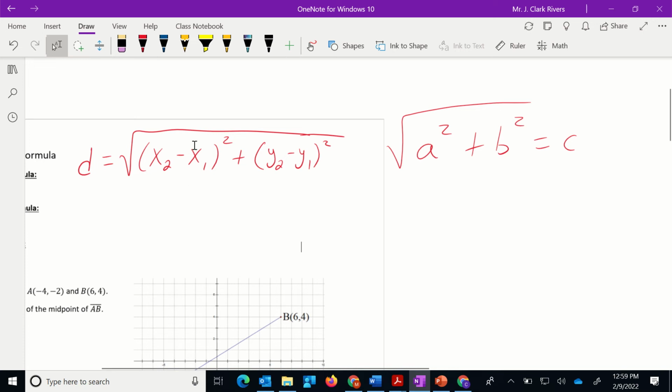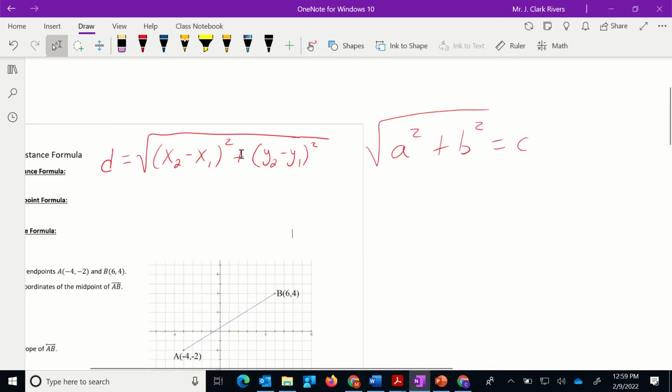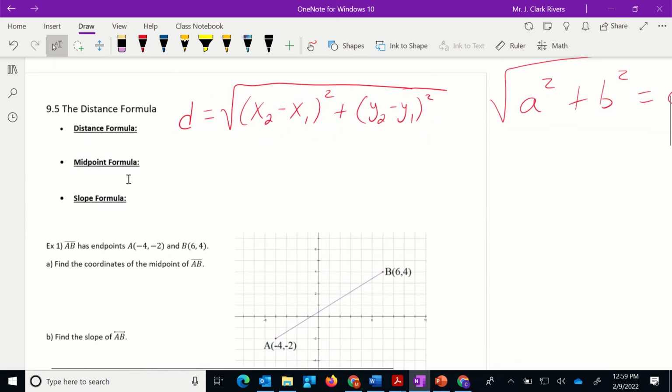So this would be the horizontal distance, this would be the vertical difference. We're squaring both of them, we're adding them together, we take the square root of all that. So you can see the Pythagorean theorem and the distance formula are really the same thing. It's the horizontal distance or length squared plus the vertical distance squared, and we take the square root of all that. So it's the same thing, just looks a little different.